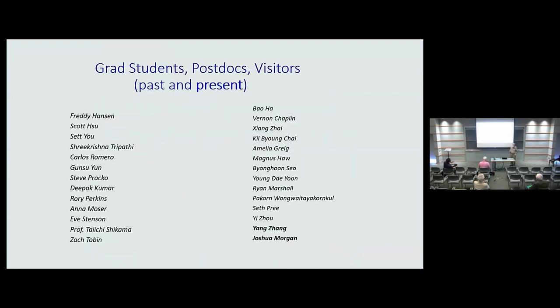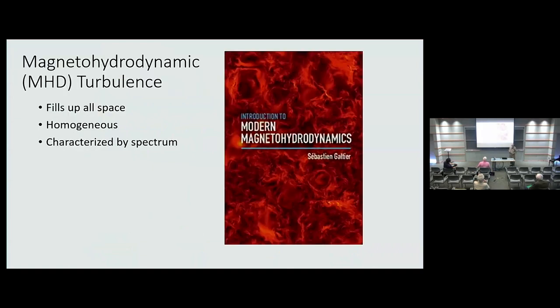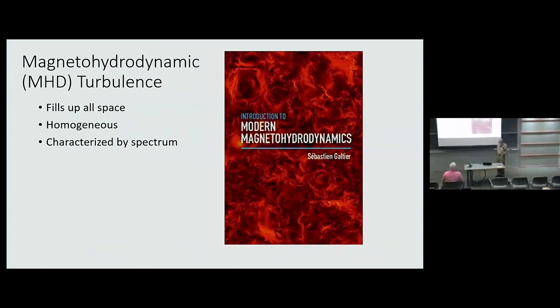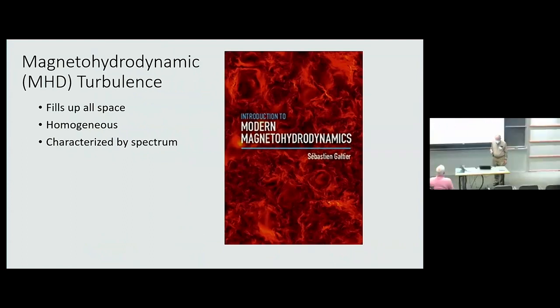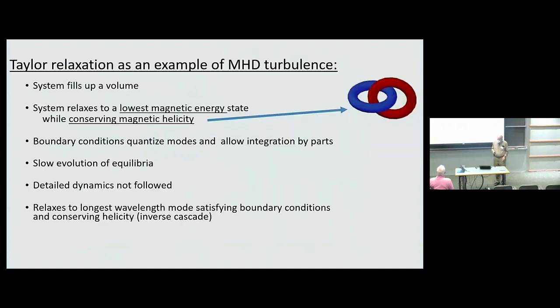This is work done by a lot of people over a couple of decades. According to what lots of people say, there's such a thing as magnetohydrodynamic turbulence, and it would fill up all space, and it would be homogeneous and be characterized by a spectrum, and people argue about the spectrum. And one manifestation of that was something called Taylor relaxation. This is not the G.I. Taylor that you hydrodynamic people are familiar with.